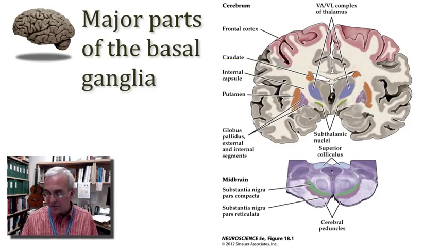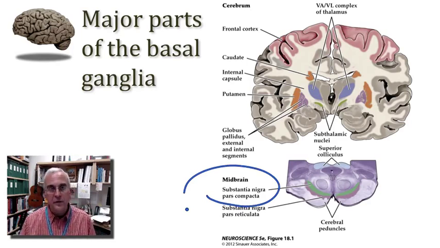The principal modulation that we will consider is coming from the midbrain, and it comes from a division of a region that we call the substantia nigra. Now, you may have heard about the substantia nigra. You may have seen the substantia nigra. Substantia nigra is one of those wonderful terms in brain anatomy that tells you what it is.